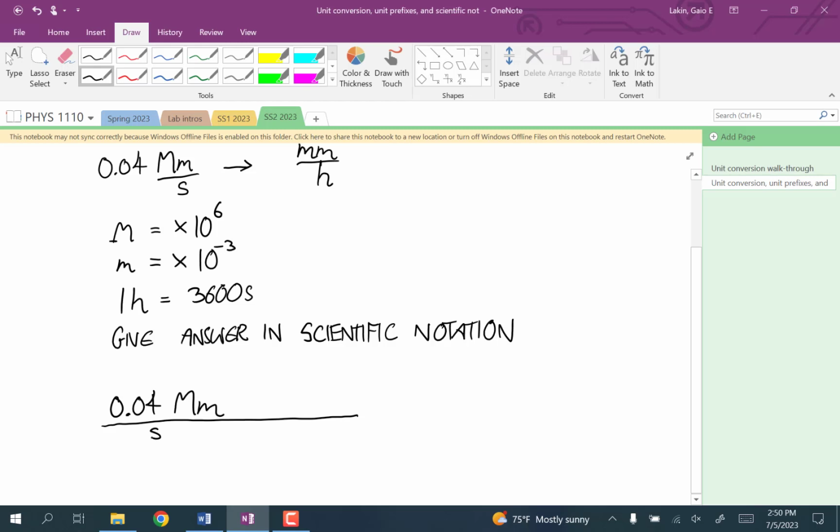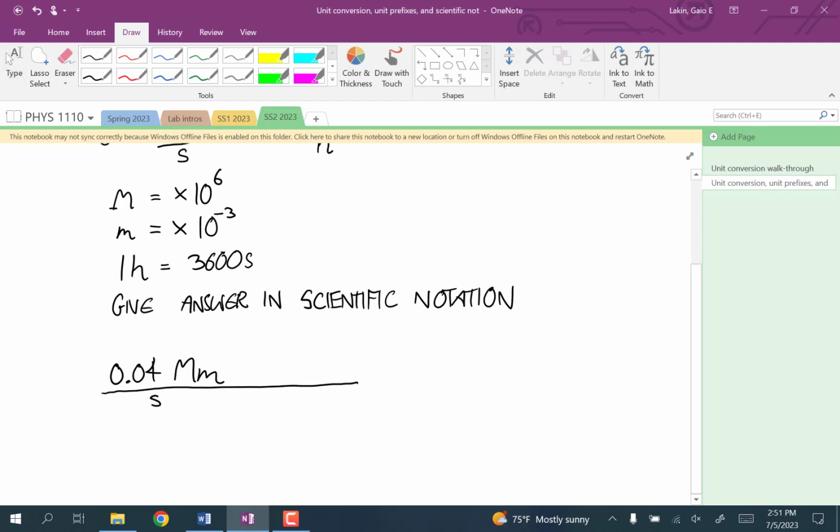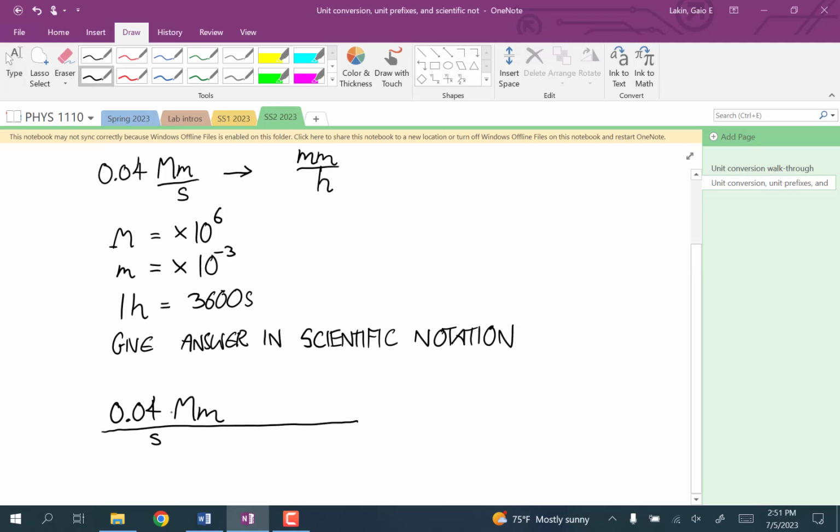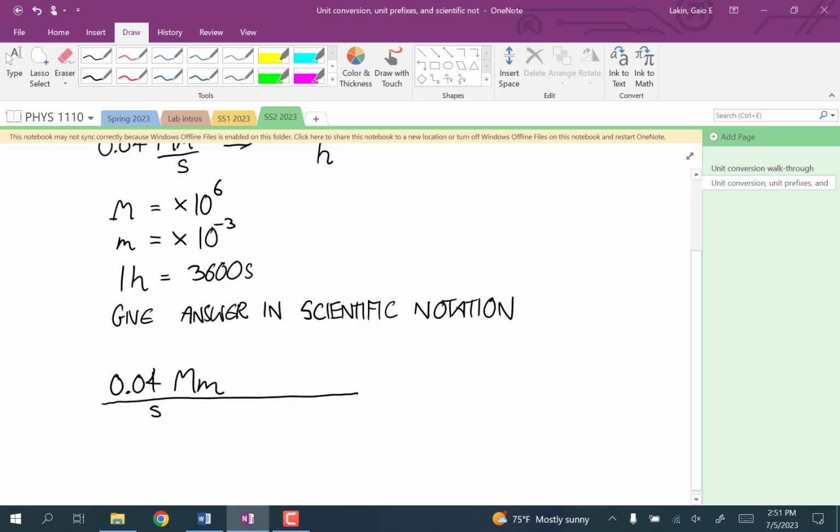And then the next thing we're going to do is I'm going to do the megameters to millimeters first, and then I'm going to go seconds to hours after that. But remember that if you're going from one kind of prefix to another kind of prefix, you're first going to go to no prefix and then go from no prefix to the second one. So the first job we have to do is to go from megameters to meters. So pause the video and do that.